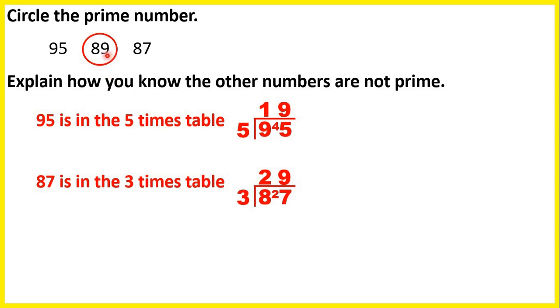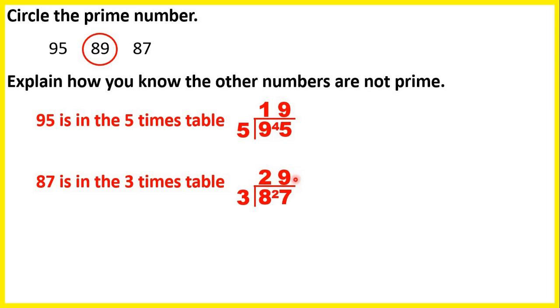So to find if a number's prime, one thing to do is look at the last digit of a number. If it's a 5 or 0, you know that it will be in the 5 times table as well. And if it ends in 2, 4, 6 or 8, you know that it's an even number, so it will be in the 2 times table as well. But here we have a number that ends in a 9 and a number that ends in a 7. So what we can do for these numbers is try dividing them by 3 or by 7, and if we don't get a remainder, then we know that it's not a prime number.